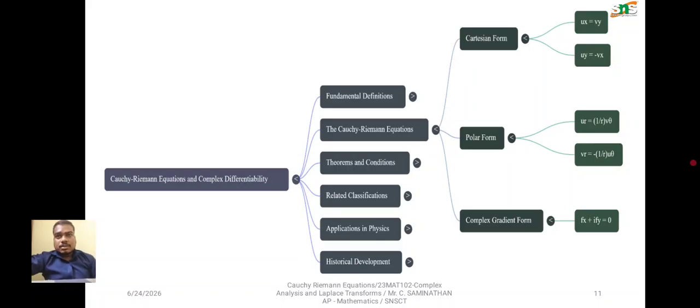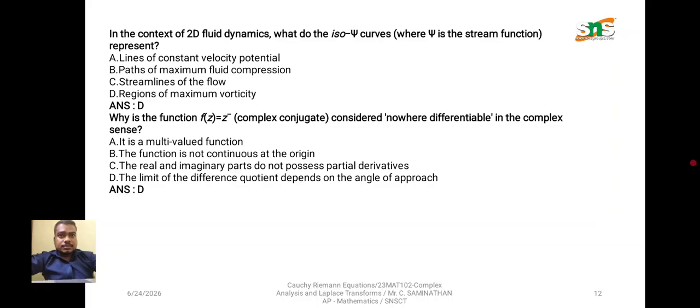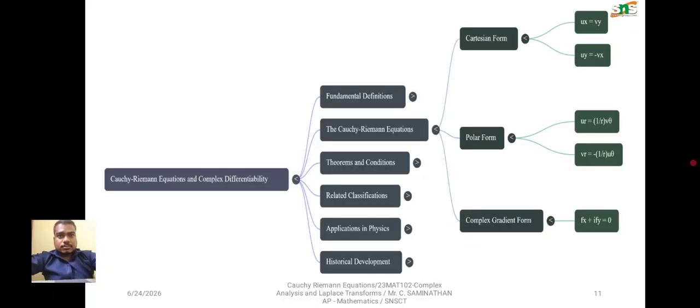Another major application is electrostatic and electromagnetic theory. The electrical potential and field lines can often be represented using harmonic and analytic functions. The Cauchy-Riemann equations ensure the proper relationship between these quantities, allowing engineers and physicists to study electric field efficiency.